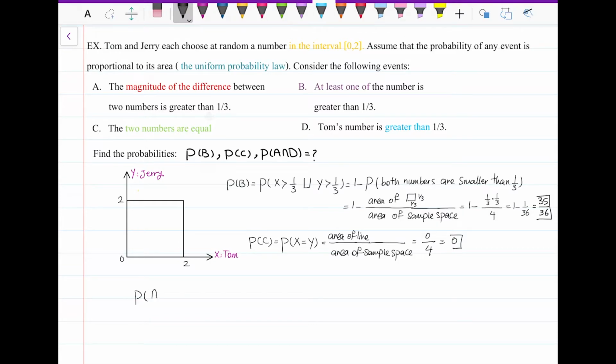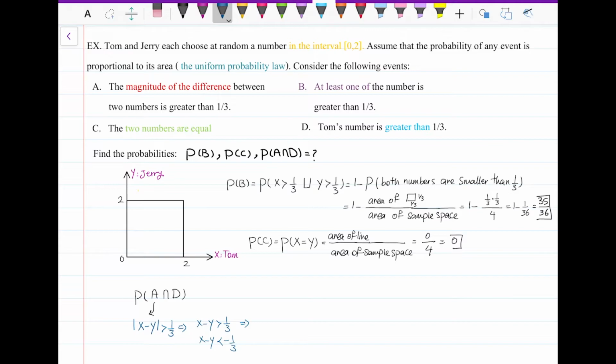So probability of A intersection with D. For A, I have x minus y is greater than 1/3. So where is this event basically? This is x minus y greater than 1/3 and x minus y is less than negative 1/3. Okay, so basically if I want to graph that region, I have two lines to graph.